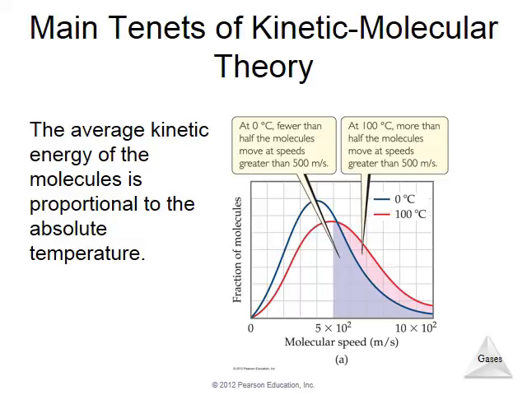Again, here you're also looking at how temperature changes the average kinetic energy. Here we are showing you two instances. At 0 degrees centigrade, for this particular gas molecule, less than half of the molecules move at speeds greater than 500 meters per second. On the other hand, when temperature is increased to 100 degrees centigrade, more than 50% of gas molecules move at a speed greater than 500 meters per second. So this tells us that average kinetic energy of gas molecules is proportional to temperature.